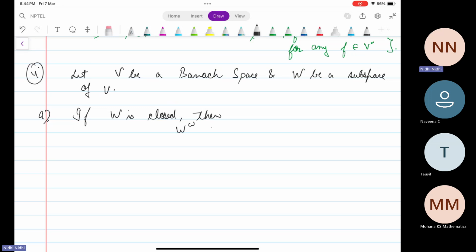W weak is basically W intersection V weak. That means any weakly open ball, or any open ball with respect to weak topology in W, is nothing but some open ball in W intersection some weakly open ball in V. Because eventually open sets are arbitrary unions and finite intersections of open balls.